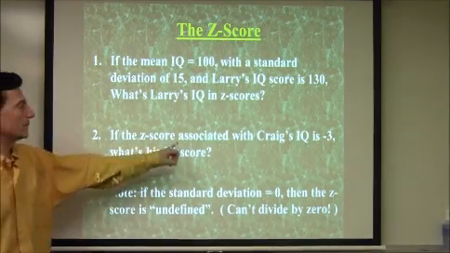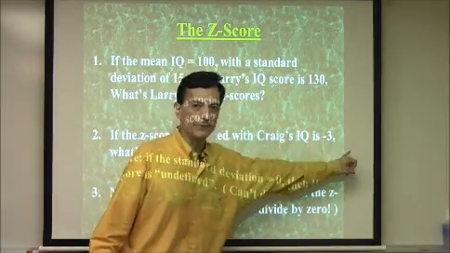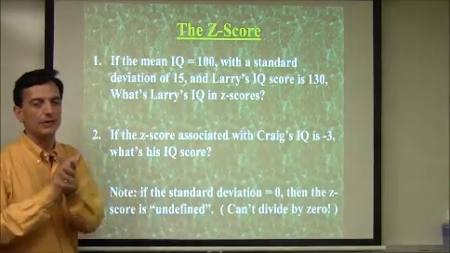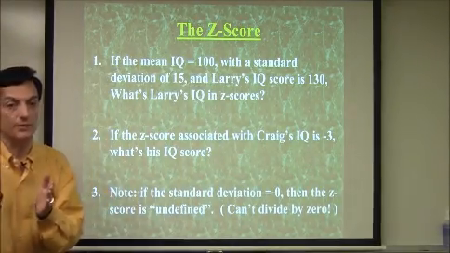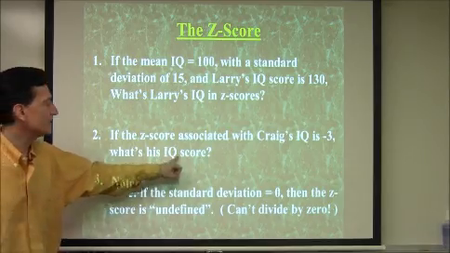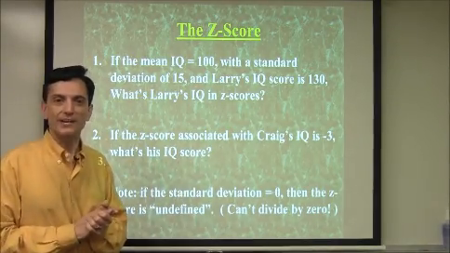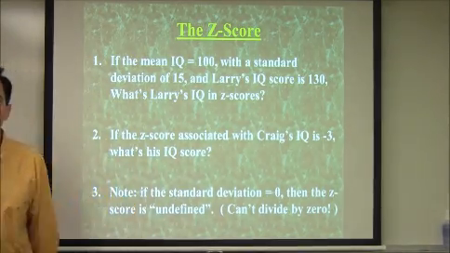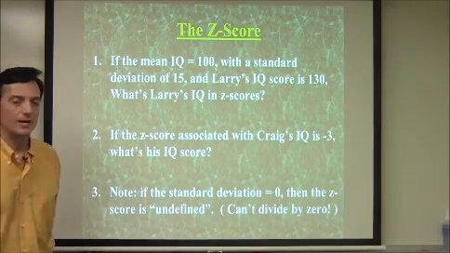If the z-score associated with Craig's IQ is -3, okay, so just to make that really clear for you, that would be 3 standard deviations below the mean, then what is his IQ score? You can take advantage of the formula that we had seen on the previous slide, and see if you can come up with Craig's IQ score.